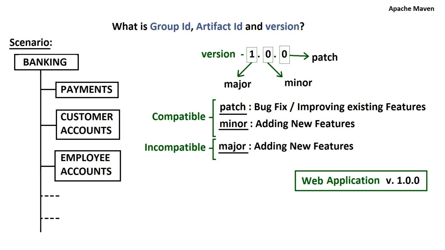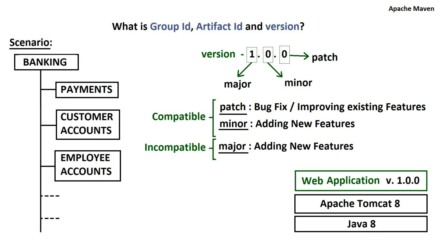Let's consider a web application with version 1.0.0. Let's consider it is designed using Java. On the server side, to host it, I need a web server, which I am choosing as Apache Tomcat 8, and I am choosing Java 8. These two are the required environments to host the web application.